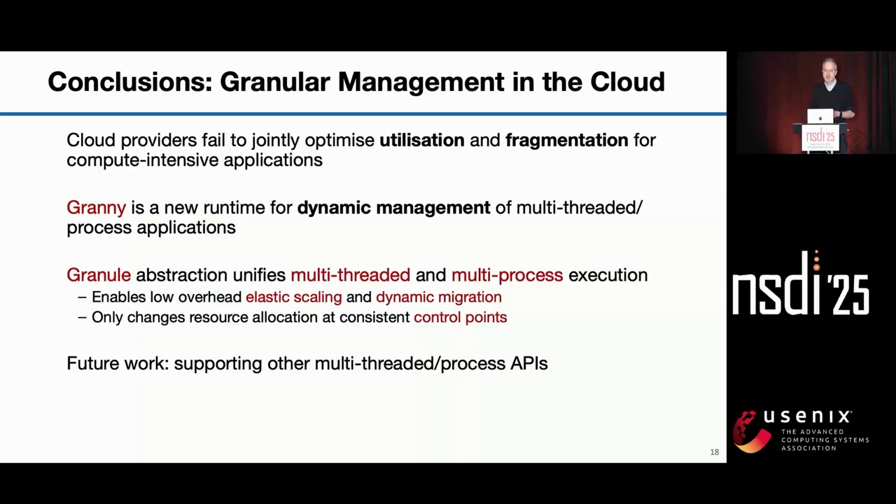The way granules achieve this is that they rely on cooperation from the application through control points. Because we know the state of the application at those control points, we can change the allocation of resources in a safe way. In future work, we're quite interested to look at other types of multi-threaded, multi-process APIs, for example, for machine learning workloads and data analytics workloads, and apply similar kinds of granular management techniques.